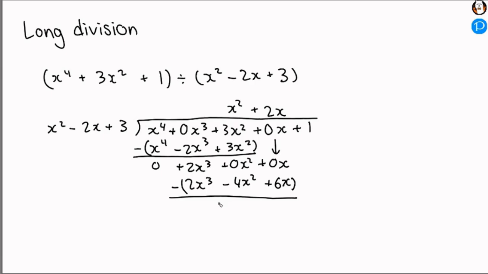Subtract, and we're going to get 0 plus 4x to the power of 2 minus 5x. Finally, we're going to bring down the last term, which is 1. 4x to the power of 2 divided by x to the power of 2 is going to give 4. Multiply 4 by the divisor, and we're going to get 4x to the power of 2 minus 8x plus 12.